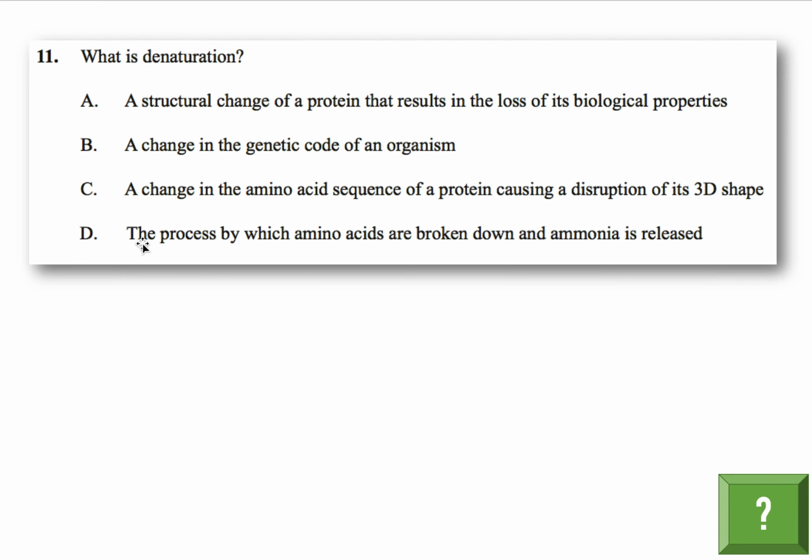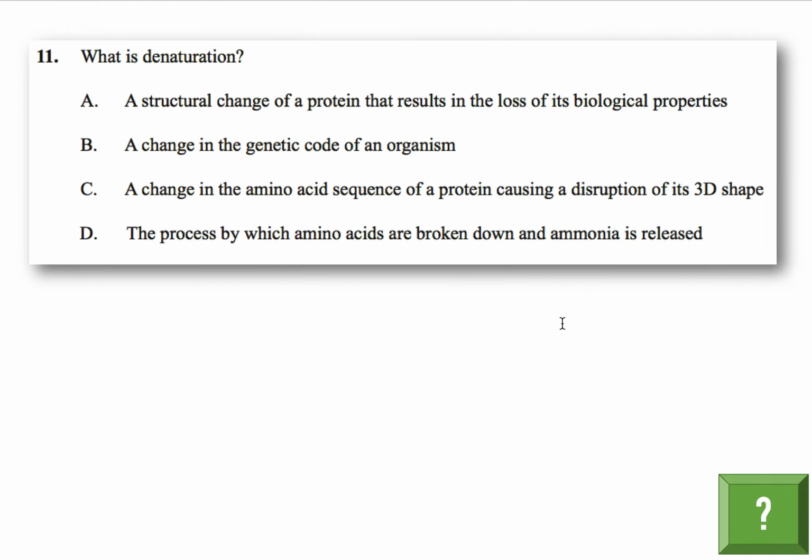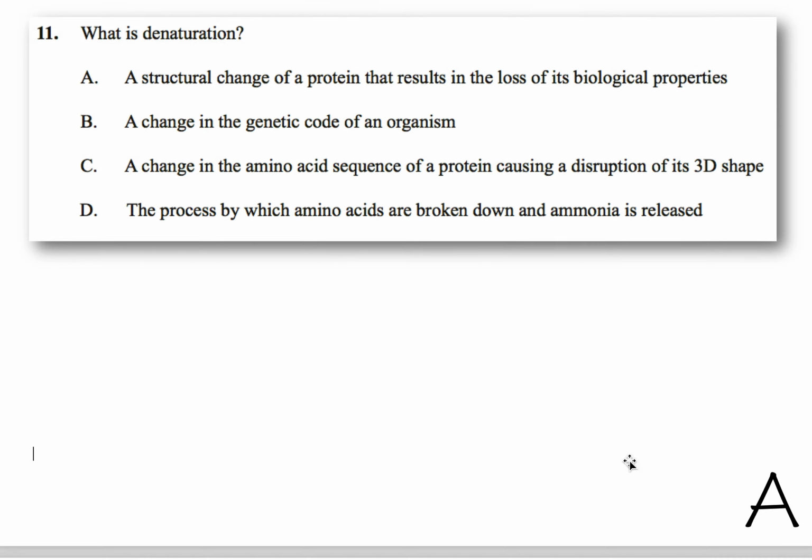So D, the process by which amino acids are broken down and ammonia is released. Nope, denaturation doesn't break down amino acids. We know the amino acids are perfectly fine here. It's the bonding that causes them to bend to make these 3D shapes that is broken, like these bonds. So that's why the answer here is going to be A.